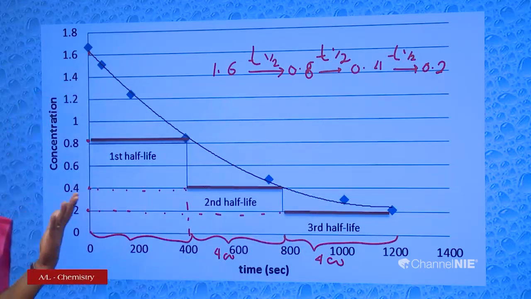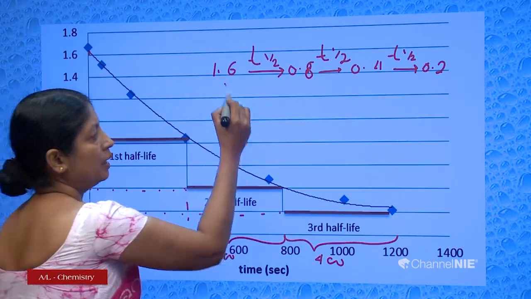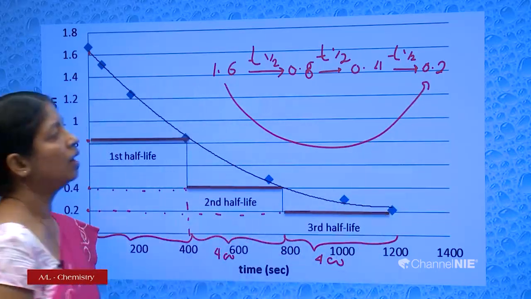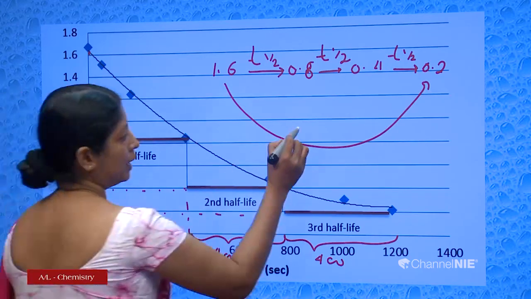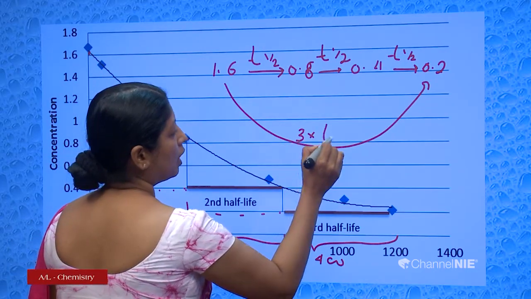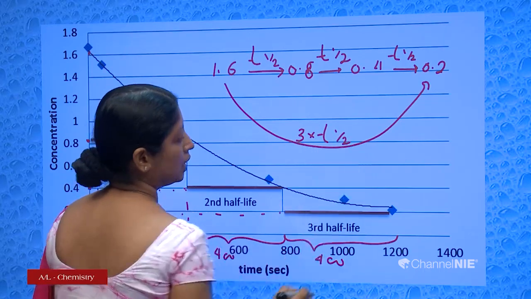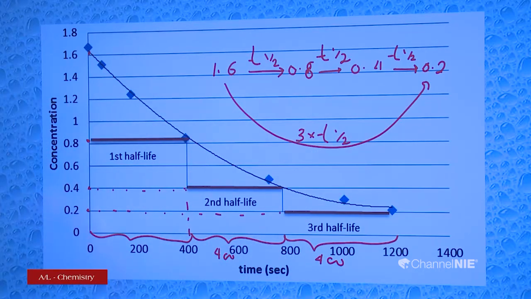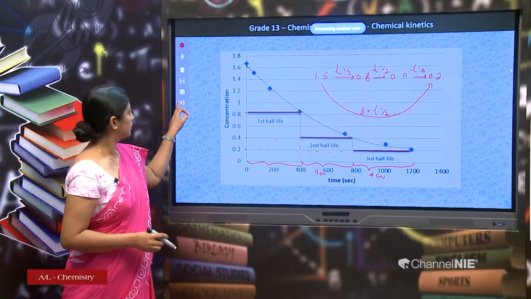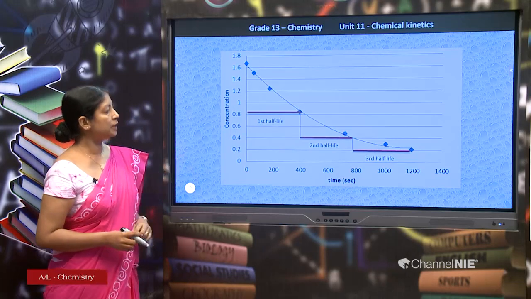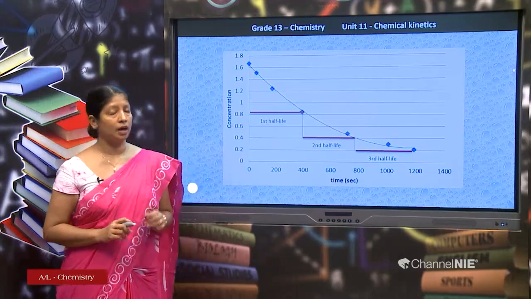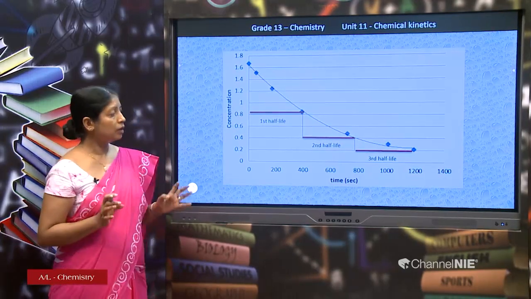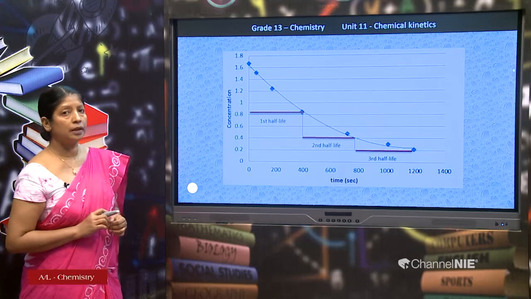That means if you want to convert 1.6 initial concentration into 0.2, we need to spend 3 into half life. That means the total time will be 1200 seconds. That is because in a first order reaction half life is a constant. When it comes to zero or second order reactions, half life is not a constant, and we are not going to discuss more details about those in our syllabus.